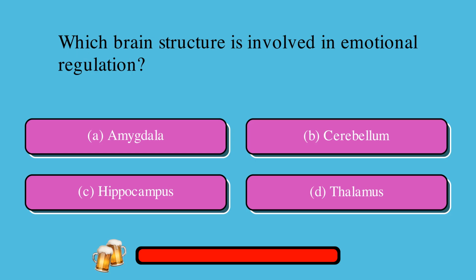Which brain structure is involved in emotional regulation? A. Amygdala, or B. Cerebellum, or C. Hippocampus, or D. Thalamus. The correct answer is A. Amygdala.